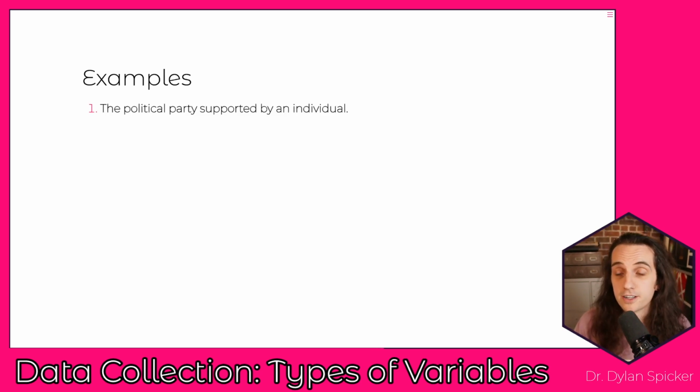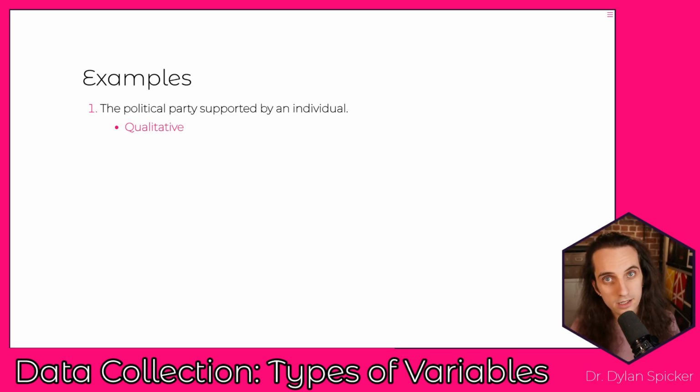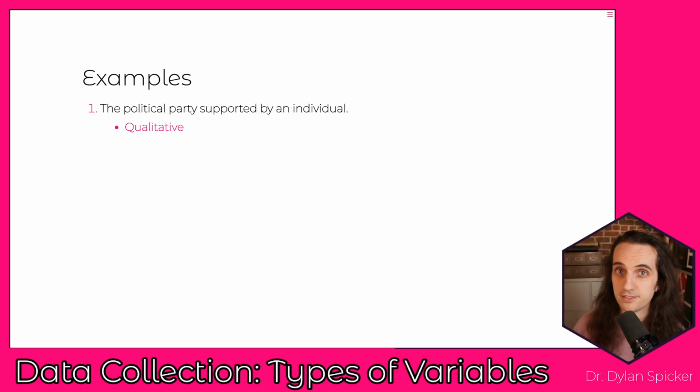If we're thinking about the variable that we've observed is the political party supported by an individual, right? We're always thinking qualitative or quantitative first. And in this case, there's no specific number associated with this, right? And so because of that, it's going to be a qualitative variable. And if it's qualitative, we don't need to specify is it discrete or continuous, right? All qualitative variables are sort of treated the same way.